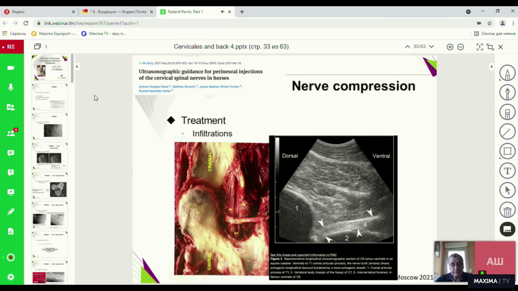Проводя такую инъекцию, доктор рекомендует контролировать себя с помощью доплеровского окна, то есть четко дифференцировать ход артерии и вены, чтобы не ввести препарат случайно в сосуд, а ввести его туда, куда вы хотите, то есть вокруг нерва.